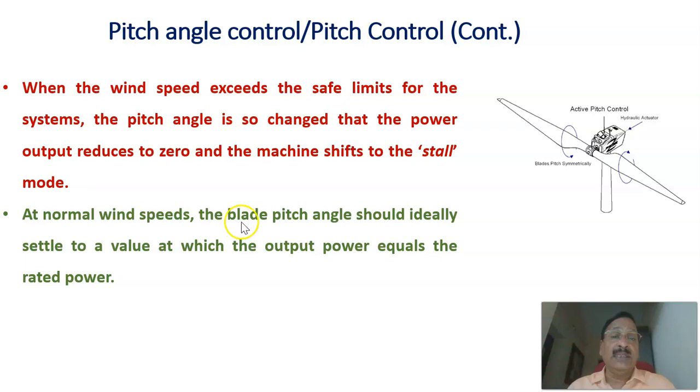At normal wind speed, the blade pitch angle should ideally be settled to a value at which the output power equals the rated power. That is a normal wind speed. Anyway, by adjusting the pitch angle, the power output can be changed. That is done by the pitch control mechanism, where the angle of the blade relative to the wind speed is adjusted.